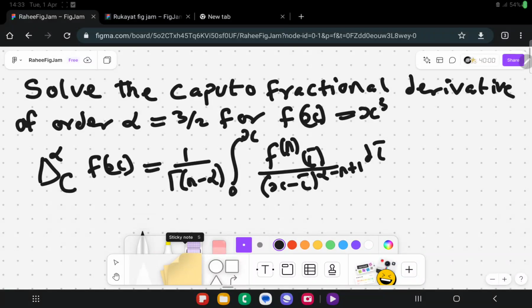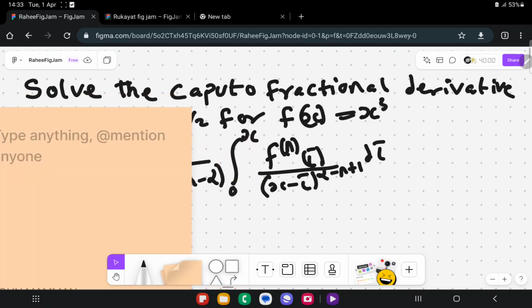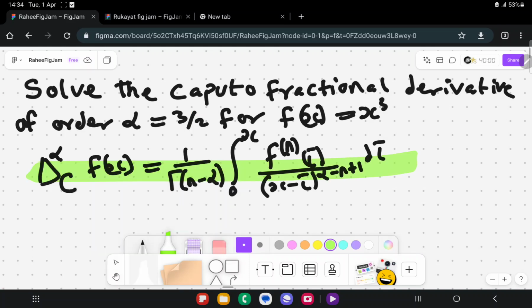Today we're going to solve the Caputo fractional derivative of order alpha, given to be 3 over 2, for f of x equal to x cubed. Now what we have right here is what we consider to be the Caputo fractional derivative.